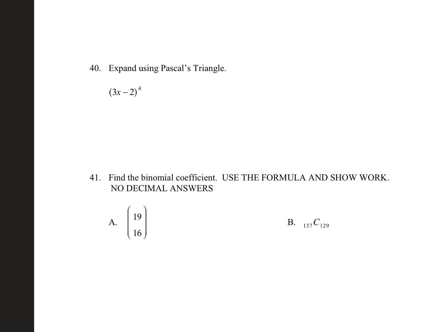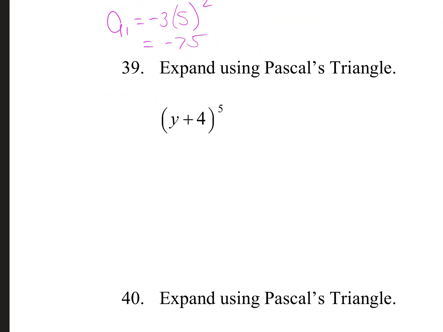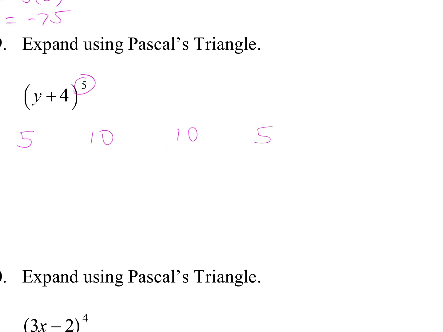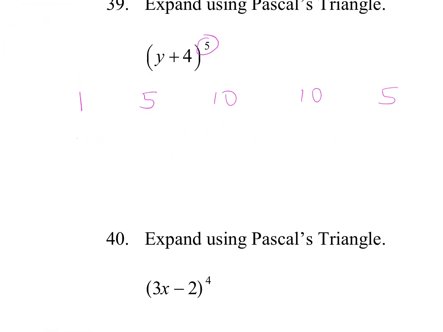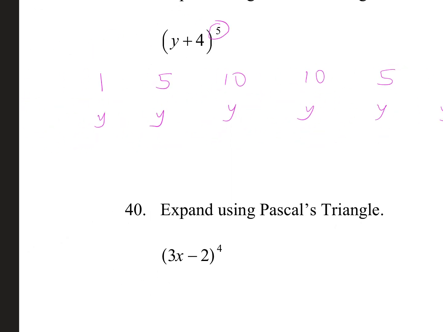All right. Let's talk about Pascal and his triangle. First of all, this is raised to what row? I don't know. I gotta talk to Ms. Glick. But it's 1, 5, 10, 10, 5, 1. First term, y. Second term, 4.